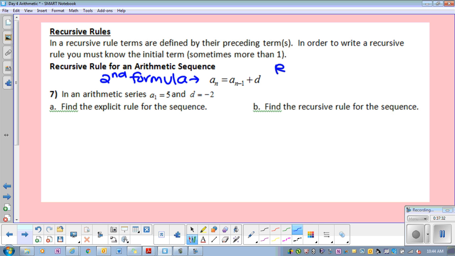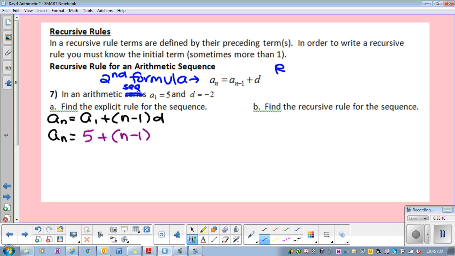So they said in an arithmetic sequence, a sub 1 equals 5 and d equals negative 2. They said find the explicit rule for a. Well, the explicit rule is a sub n equals a sub 1 plus n minus 1 times d. What we've been doing, right? So let's find the explicit rule. A sub n equals, what's a sub 1? 5, thank you, plus n minus 1 times, what is d? All right, so let's distribute.